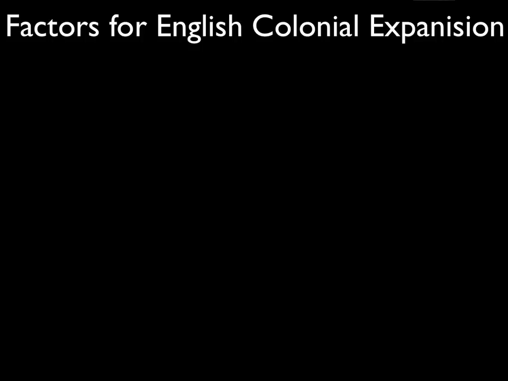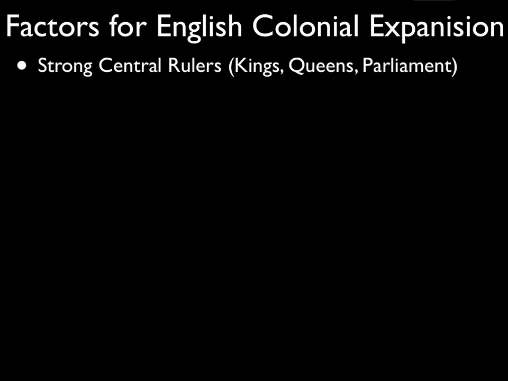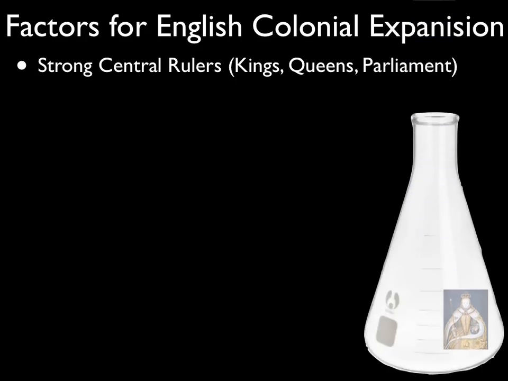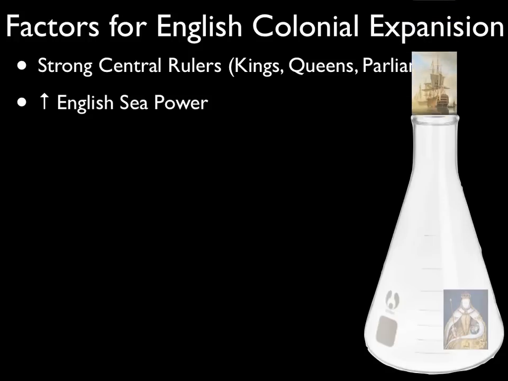Now, at the end of the 15th and the beginning of the 16th centuries, the conditions were just right for England to start colonizing North America. England had strong central rulers, which were the kings and queens and the British Parliament. So here we have a picture of Queen Elizabeth, which will represent the strong central rulers in England. And following the defeat of the Spanish Armada, the English emerged as the world's most dominant sea power.